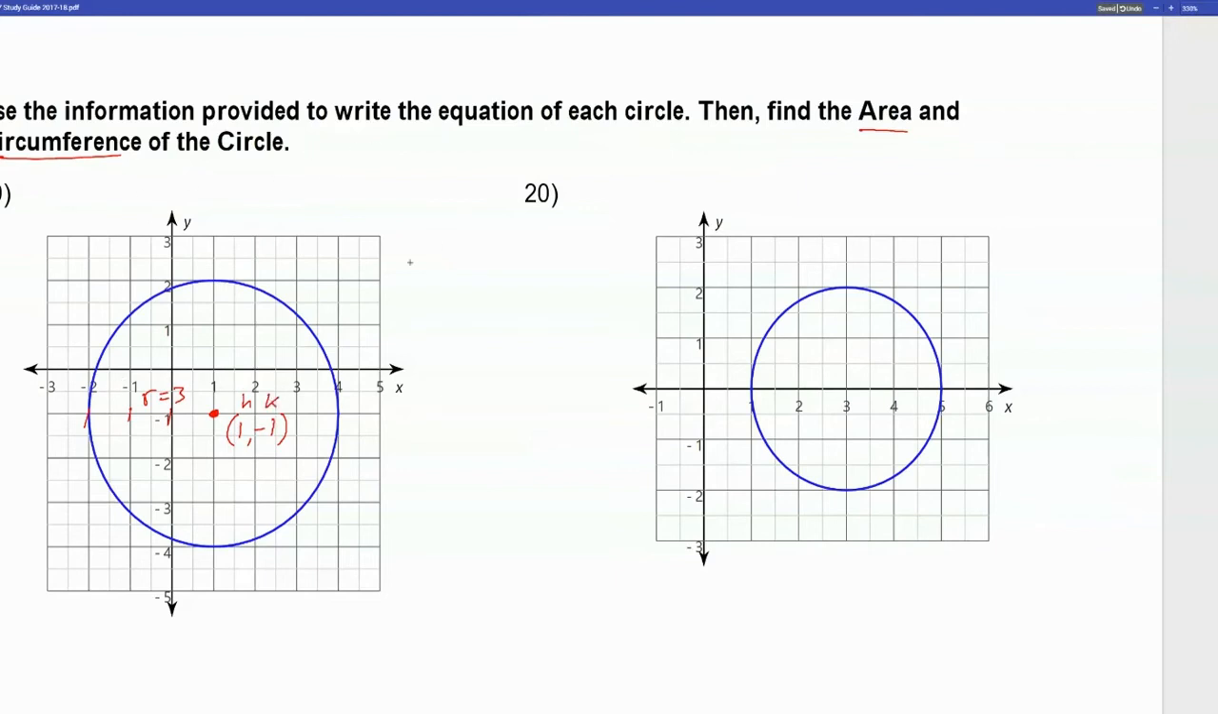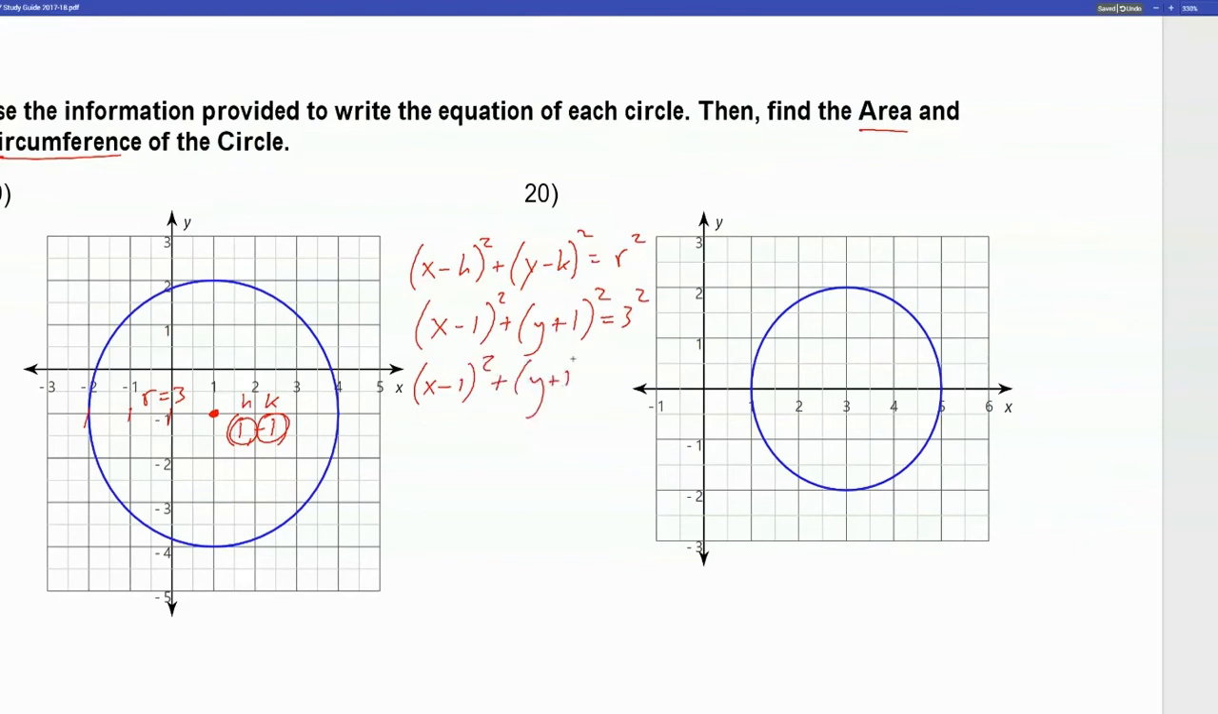So let's follow the formula. We have, again, x minus h squared plus y minus k squared equaling r squared. So what's the opposite of our h value, which is 1? It's -1 squared, and then plus whatever your y is, which is -1. But what's the opposite of your k, or what's the opposite of -1? +1 squared. And then again, your radius is 3. Don't forget we're squaring it. So in the end, you're going to have x minus 1 squared plus y plus 1 squared.